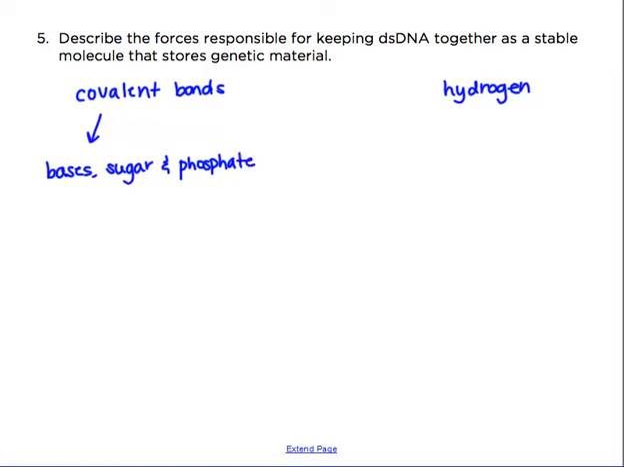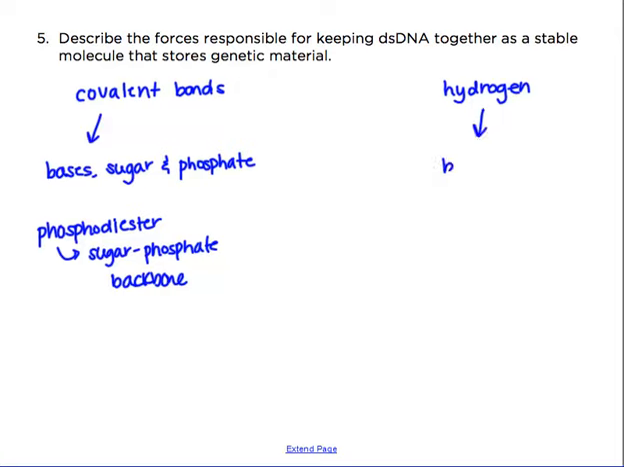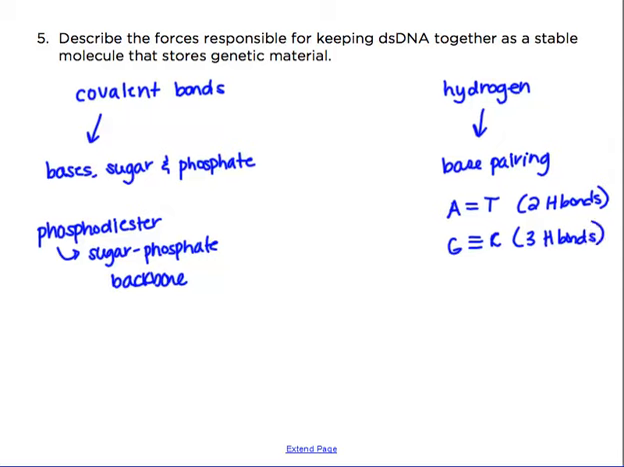And there's a special type of covalent bond called the phosphodiester bond. And that bonds the sugar-phosphate backbone of DNA. And then hydrogen bonds are between the bases when the 2 strands of DNA come together through complementary base pairing. So these are through base pairing. And remember that A and T paired together have 2 hydrogen bonds. And G and C together have 3 hydrogen bonds. So overall, these are the forces that are responsible for keeping double-stranded DNA together, and it makes it less reactive so that it's a stable molecule to store genetic material.